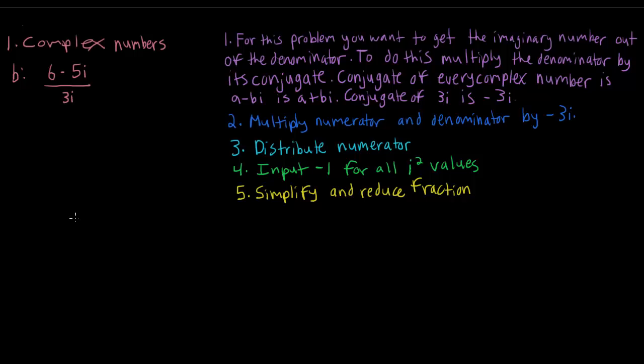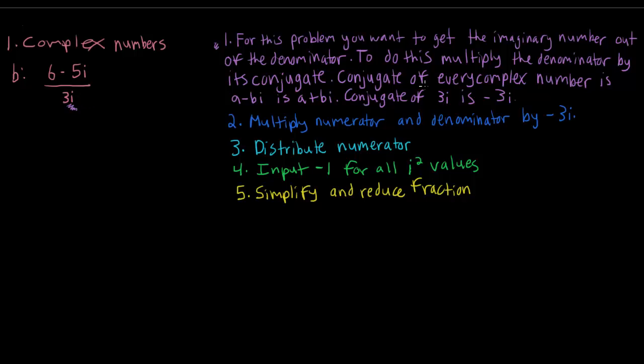B. Complex numbers. 6 minus 5i divided by 3i. To start, step 1, for this problem, you want to get the imaginary number out of the denominator. So for this problem, we want to get 3i out of the denominator.